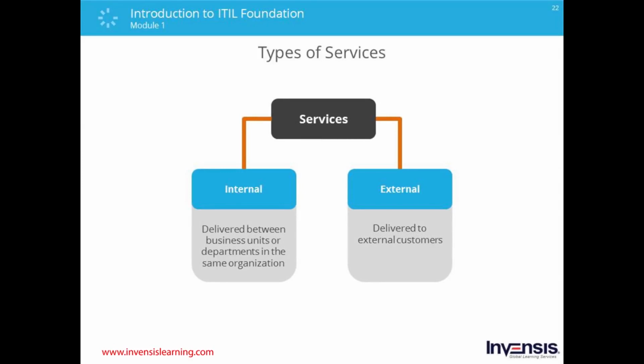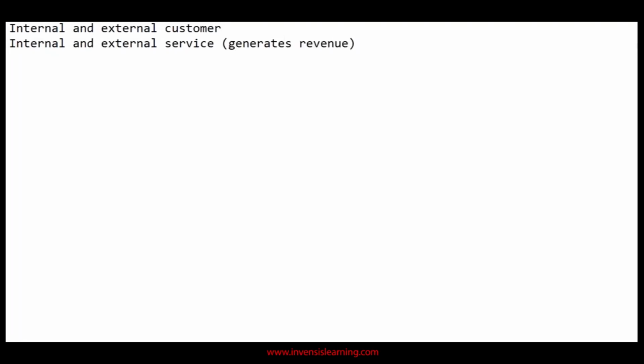So let me make some notes here. I'm going to use a simple text document. The meaning here is external service generates revenue. Internal service does not generate revenue.